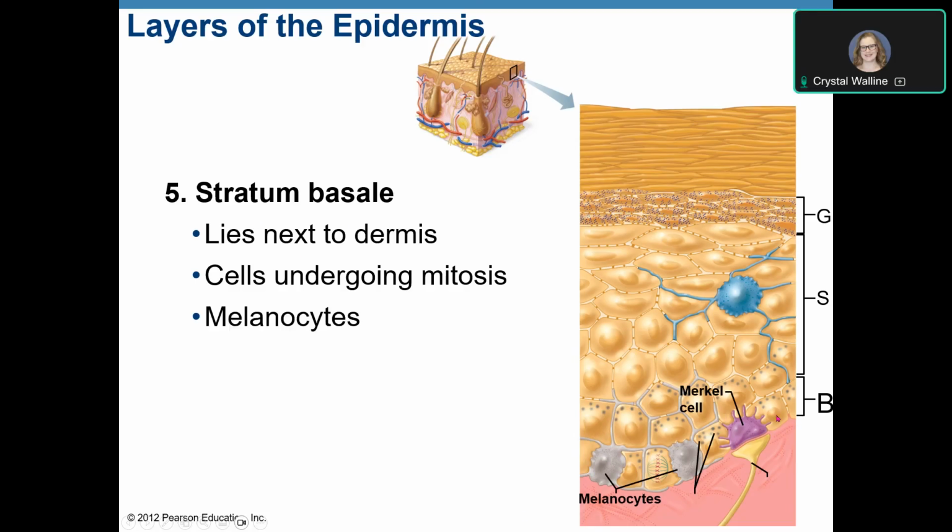You'll also notice that there are a couple specialized cells in the stratum basale, including melanocytes. Melanocytes are specialized cells that produce pigment that contributes to our skin tone. And we also have Merkel cells, which are a type of light touch receptor. So when the skin is touched lightly, the Merkel cells detect that and will send electrical information to nerves, which will take that information to the brain, and the brain will process this as a light touch.